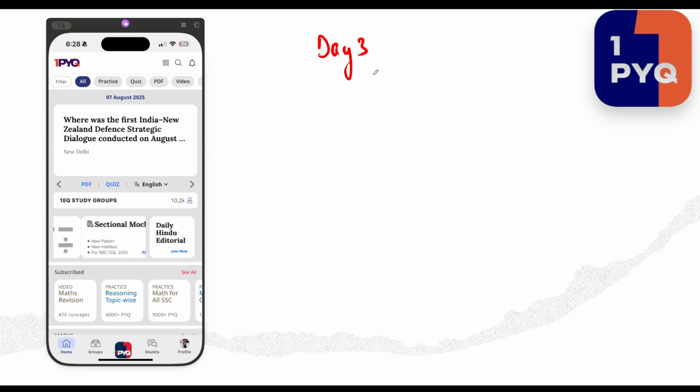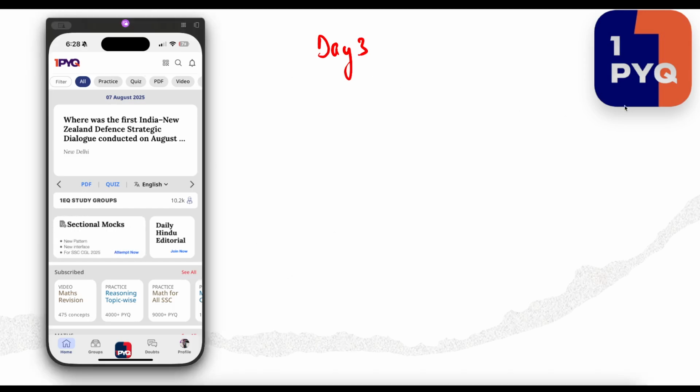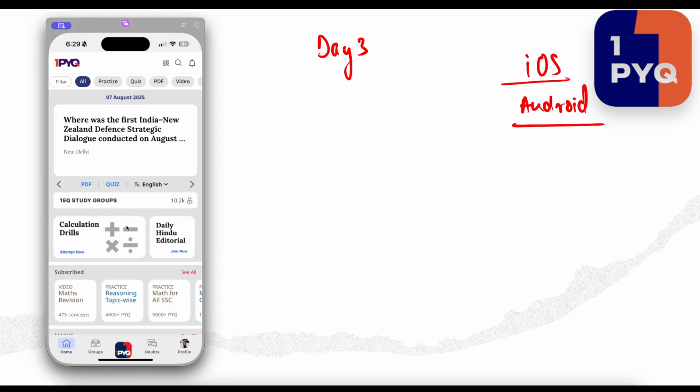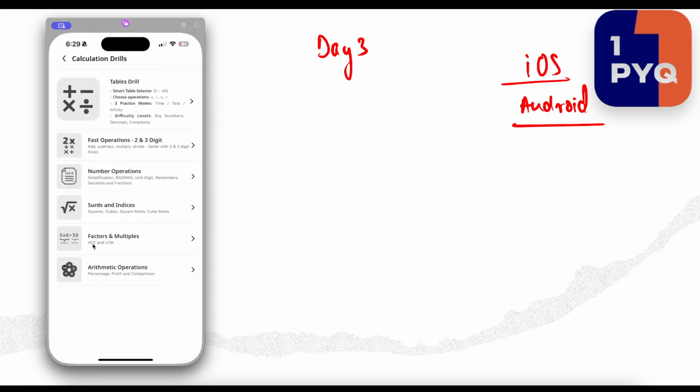I've already opened the app. This is the 1PYQ app. The app is available on iOS and on Android. You can download it from the Play Store as well as the App Store. So without further ado, I'm gonna click on calculation drills.